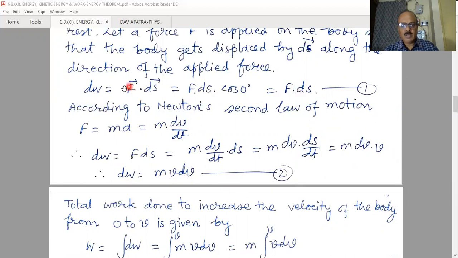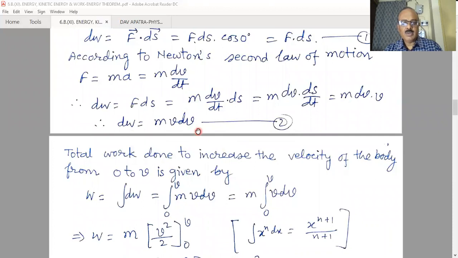Now the very small work done in terms of v is v into dv. How can we find this? Again, dW is F dot ds, that is F ds, because in the same direction cos 0 is 1. From Newton's second law, if we put the value of F, that is m a, that is m dv/dt, and write it as dv into ds by dt, ds by dt is nothing but v. So dW is equal to m into v into dv.